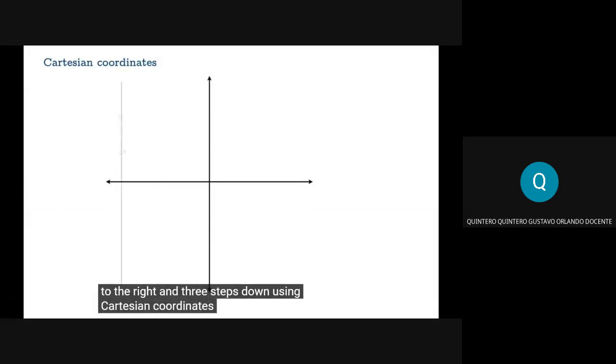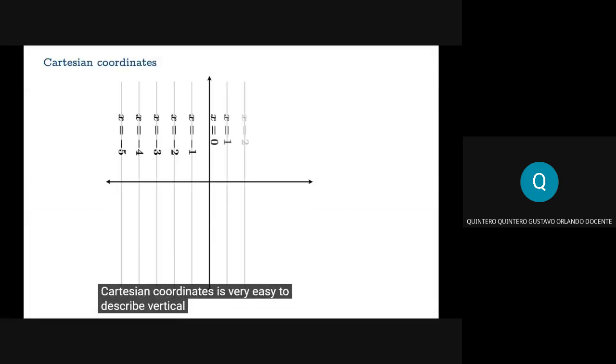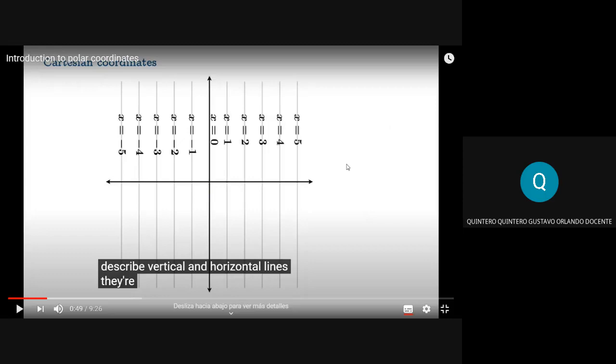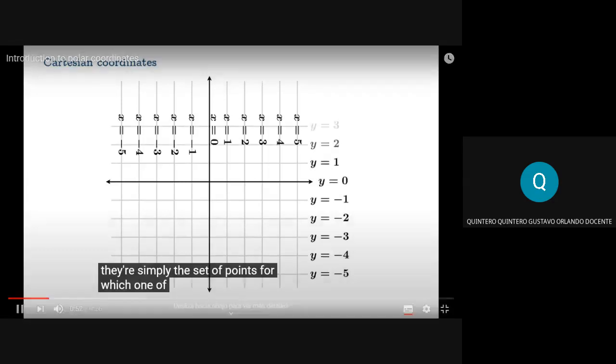Using Cartesian coordinates, it is very easy to describe vertical and horizontal lines. By the way, this can also be named Cartesian coordinates. Usually in most books, we call them rectangular, all right? So if you find rectangular, you know what we're talking about. But Cartesian makes reference to the Cartesian plane. The other coordinates, the polar coordinates, make reference to the polar plane. But these are just names, all right? You don't have to remember the names. And they're simply the set of points for which one of the coordinates is constant.